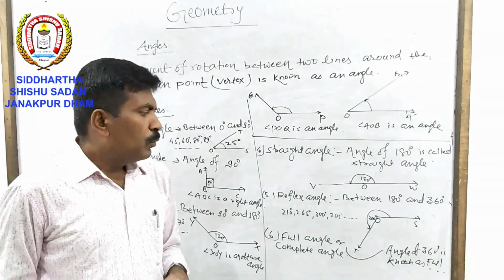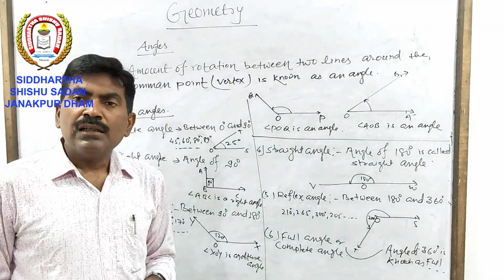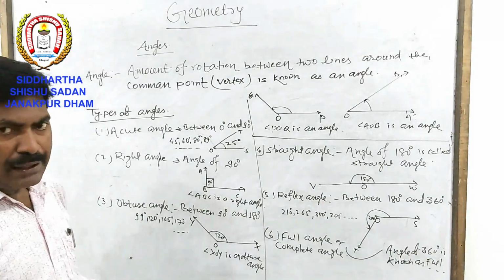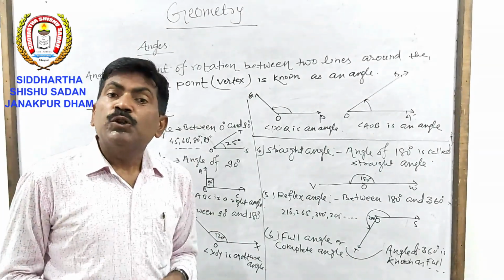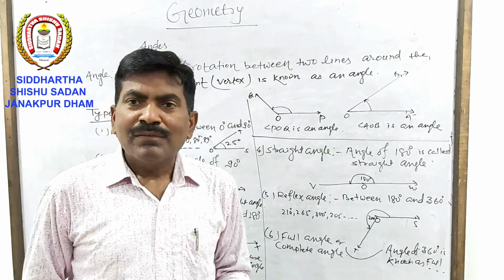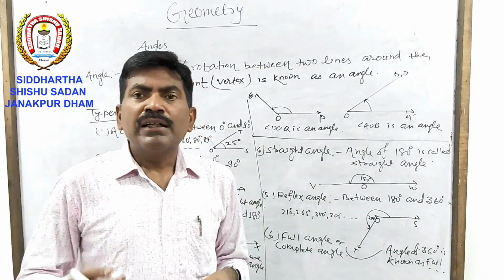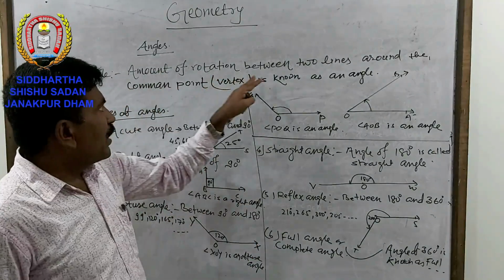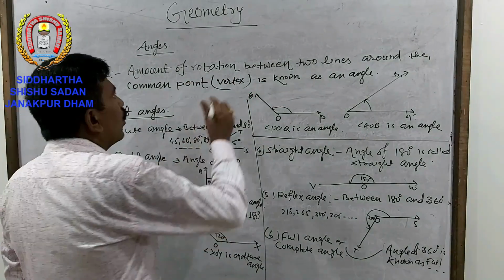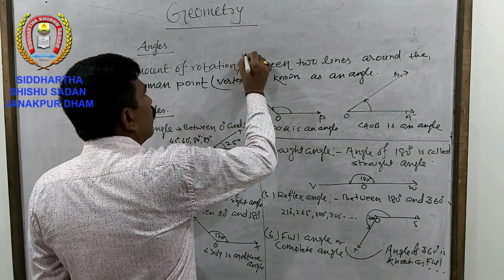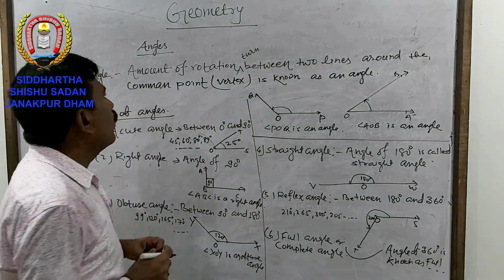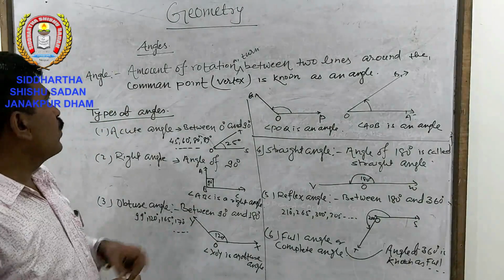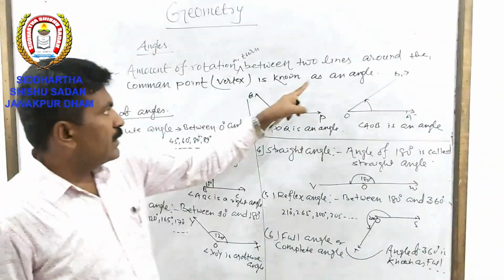Similarly, full angle means the angle whose measure is equal to 360 degree is known as a full or complete angle. So it is clear now. So how do you define an angle? How will you give the definition of an angle? So it is very simple. Amount of rotation, or we can say turn. Amount of rotation or turn between two lines around the common point or vertex is known as an angle.